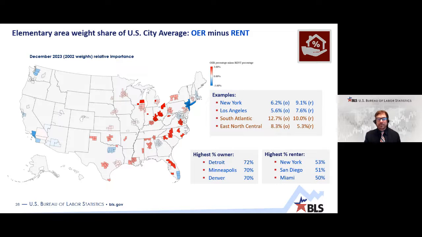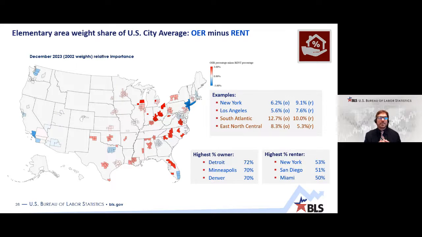However, the New York metropolitan area is largely, the majority, rental units, not owned units. 53% of the New York housing units are rented. And so New York carries a much larger weight for rent than it does for owner's equivalent rent, 9.1 versus 6.2. That's in contrast to the South Atlantic areas and the East North Central areas that are predominantly more owner occupied, and so they contribute more to the owner's equivalent rent index compared to the rent.